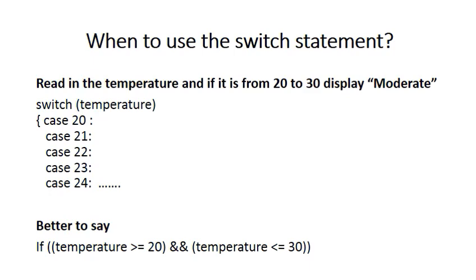For example, in this case, the question says read in the temperature, and if it is from 20 to 30, display moderate. Now if you wanted to use the switch statement, that is what it would look like. You would have 11 case statements and right at the bottom a Console.WriteLine moderate. Clearly that is not a very effective way of coding, so it would simply be better to say if temperature is greater than or equal to 20 and temperature is less than or equal to 30. So you don't use the switch statement if you have a long range of values that determines the same action.